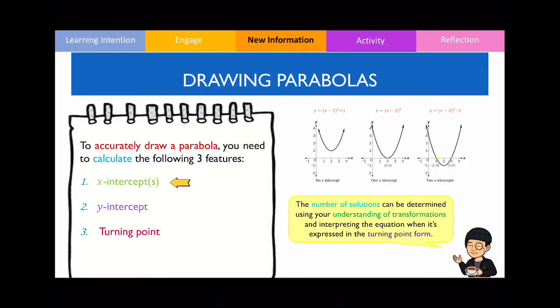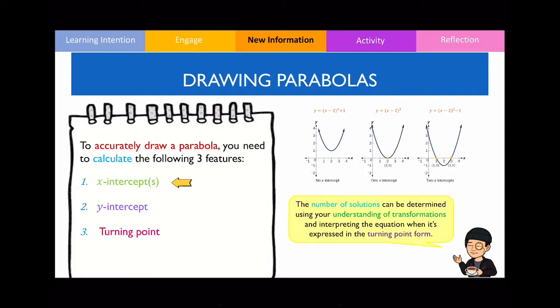I want to go through again that the main three features that you need to be able to identify when drawing a parabola will be the x-intercepts, your y-intercept, as well as the turning point. Notice I've included intercepts as a plural in brackets because it could have 0 intercepts, 1 intercept, or 2 intercepts, as shown in my diagram on the right-hand side.